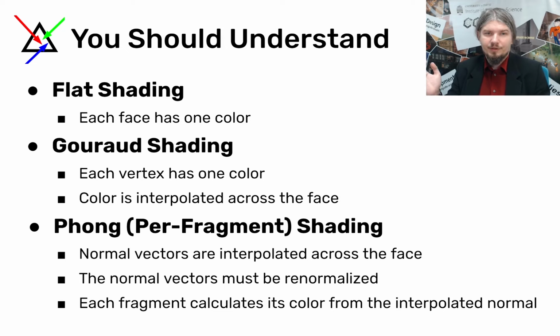So from this video, you should understand flat shading, where each face has one color. Gouraud shading, where every vertex has one color, and colors are interpolated across the faces. And Phong or per fragment shading, where the normal vectors are interpolated across the faces. The normal vectors must be renormalized, and then each fragment calculates its own color or its own shade from the interpolated normal.